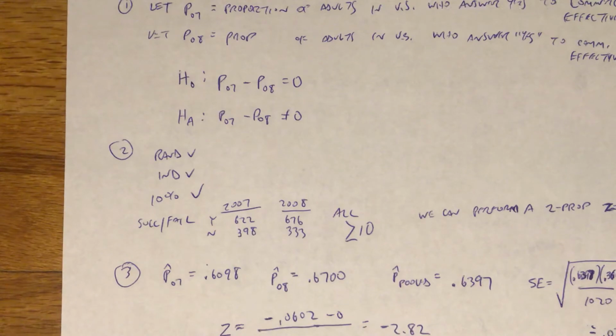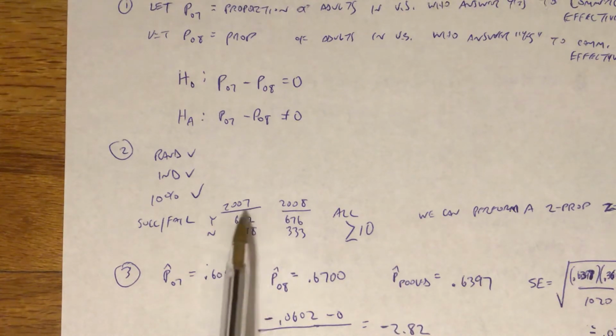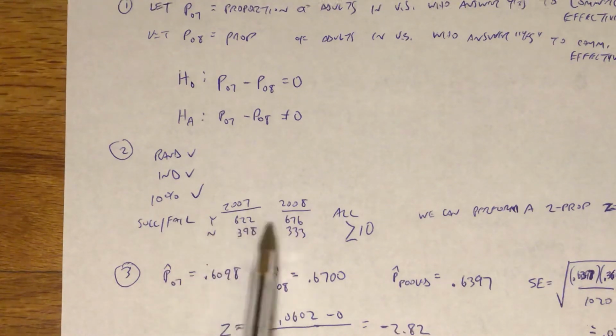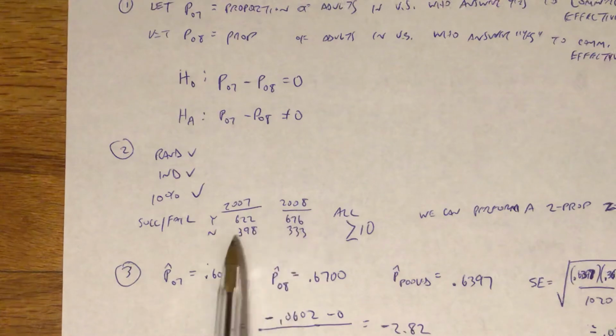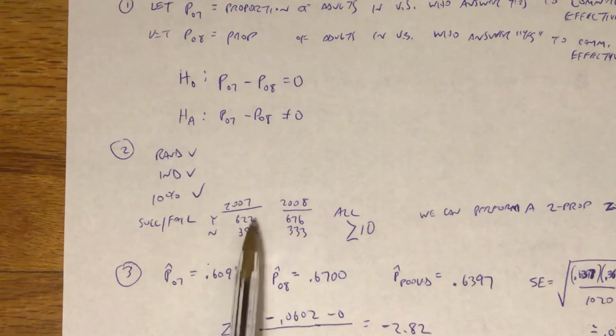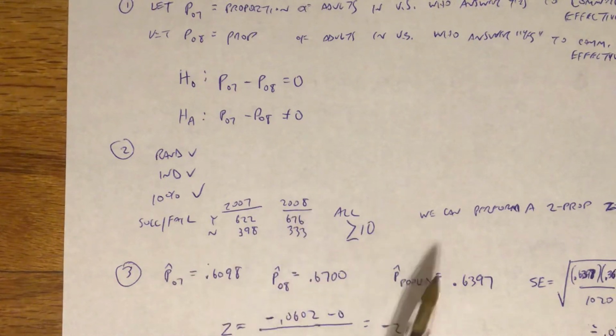You need to show this calculation. So this is the number of people who said yes in 2007 and people who said no, people who said yes and people who said no. These are the successes, the ones who answered affirmatively, and these are the failures, the ones who answered negatively. Either way, all those numbers come out greater than or equal to 10, which means our sample size is large enough for a normal curve to be good.